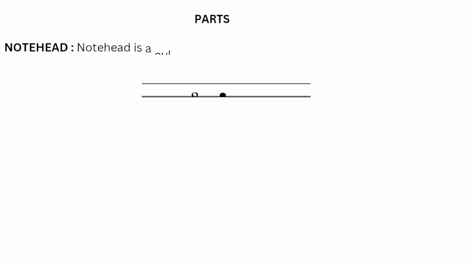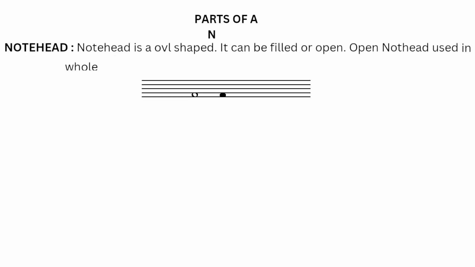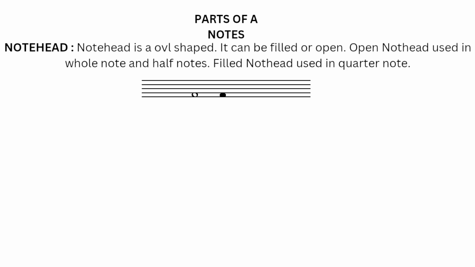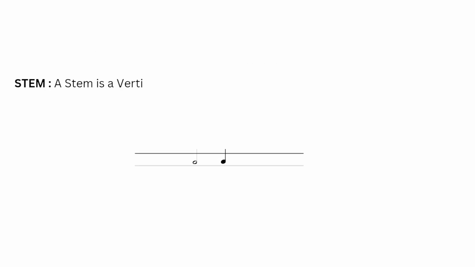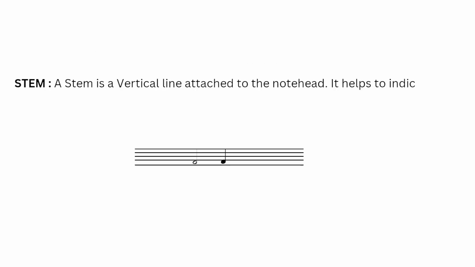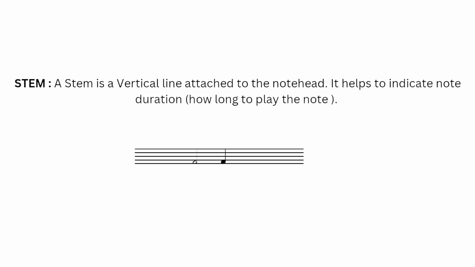The next topic is parts of a note. What is a note head? A note head is oval shaped. It can be filled or open. An open note head is used in a whole note and a half note. A filled note head is used in a quarter note. A stem is a vertical line attached to the note head. It helps to indicate note duration, how long to play the note.